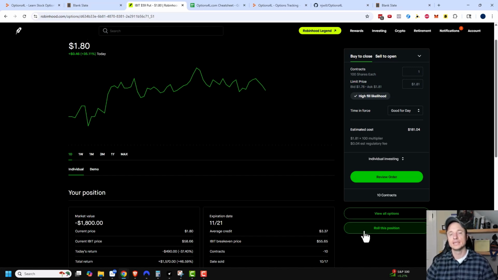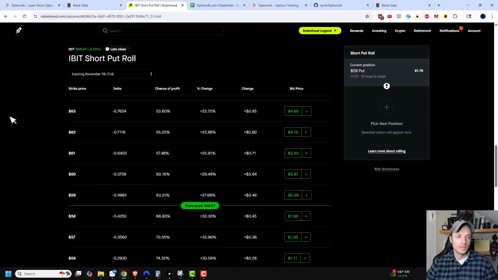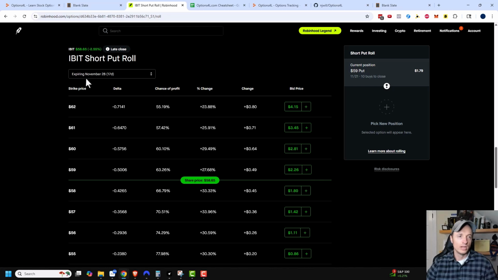So Robinhood makes it very easy to roll single leg positions because they basically set it up for you. So we can roll this position, and basically what it did was it brought me to a date further out. So my current expiration date is November 21st. It brought me a week out to November 28th. So it added time. So it added extrinsic value because there's more time in that option. And so that way I can likely collect more premium the further I go out in time.